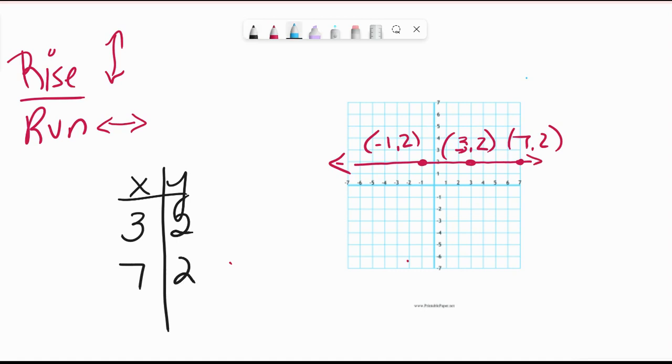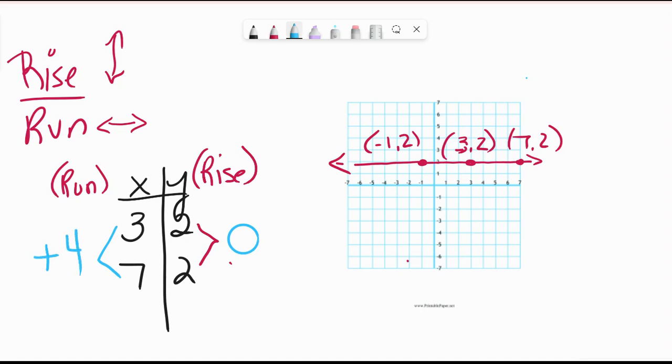And now we're going to look at how the x's and y's are changing. Remember, the y's change is your rise, right? And the x change is your run. So let's take a look at the y's change. They're going from 2 to 2. Actually, there is no change there. The change is 0. And as the x's change, it's an increase of 4.